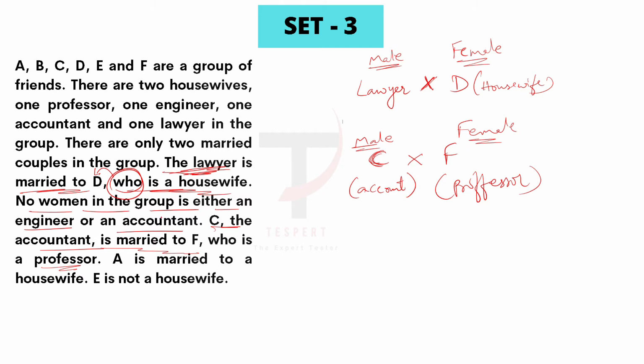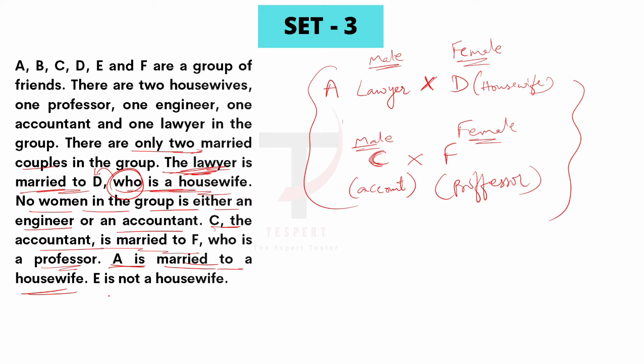Now it is given that A is married to a housewife. See, previously it is given that there are only 2 married couples, which means these 2 are the only 2 married couples. And now it is given that A is married to a housewife. So here lawyer is married to a housewife, which means lawyer must be A. Lawyer must be A. Alright.